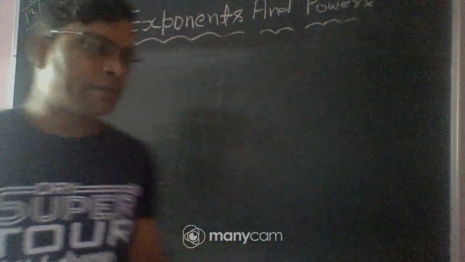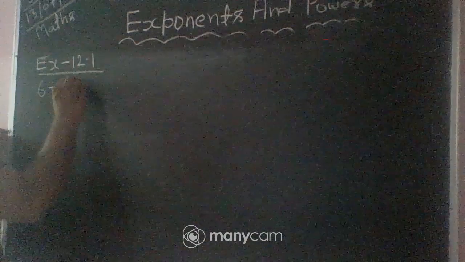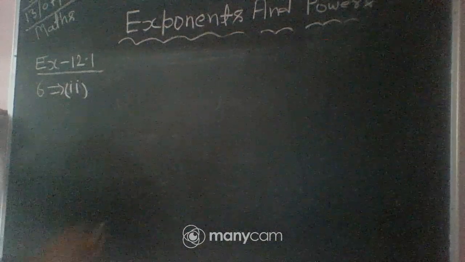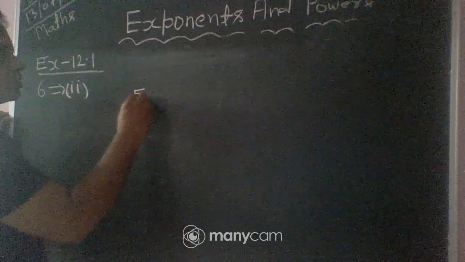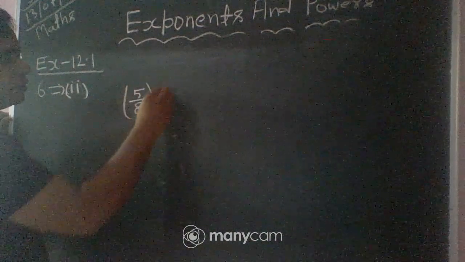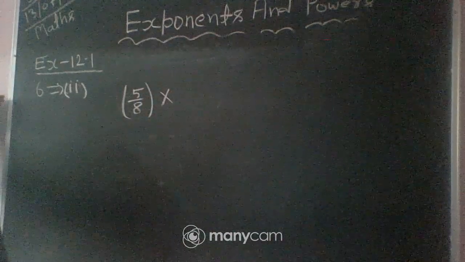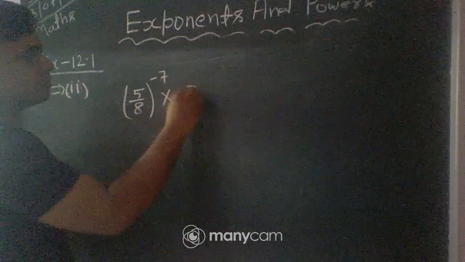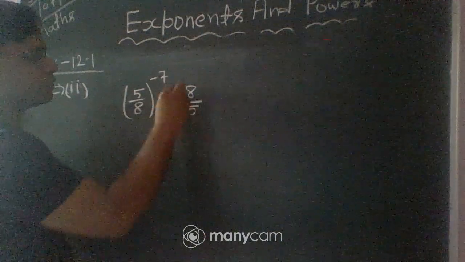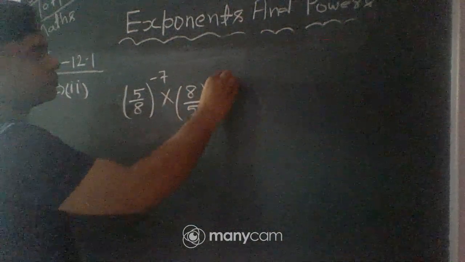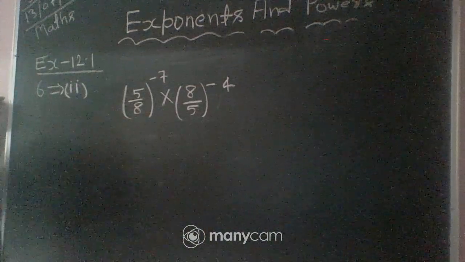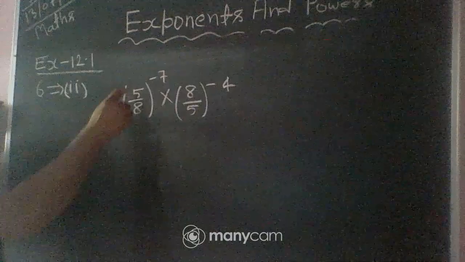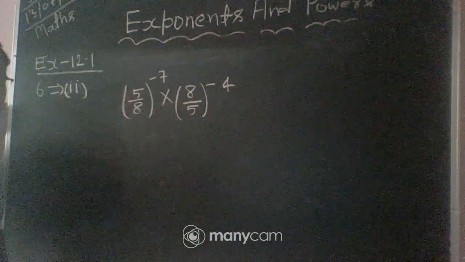The second part of this question number 6. Okay, this has (5 by 8) power minus 7 into (8 by 5) power minus 4. So here the base is 5 by 8 and here the base is 8 by 5.